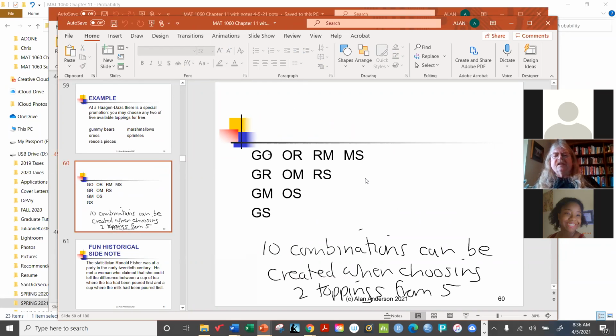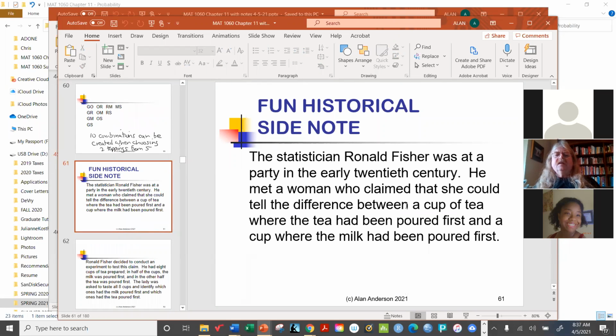There's 10 of them, as you can see. Now, if you notice, I have G and O, gummy bears and Oreos listed. I do not separately have O and G, which is Oreos and gummy bears, because this time the order doesn't matter. So now this is where it got interesting.